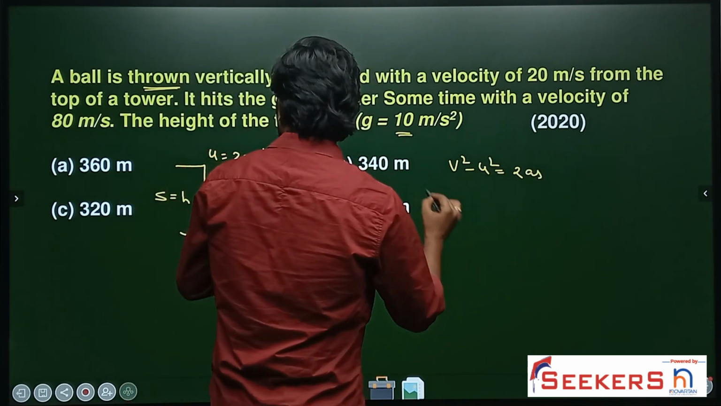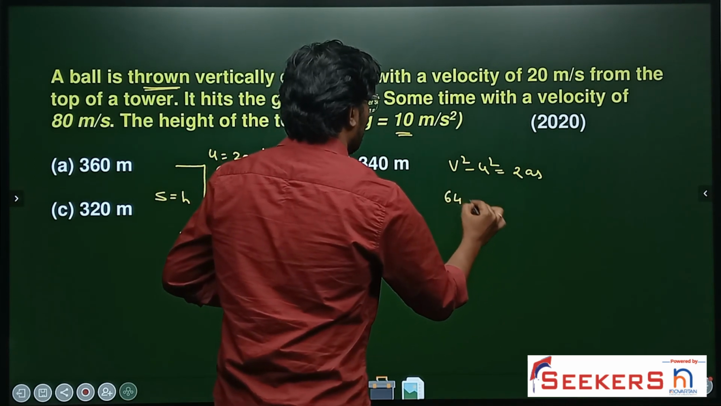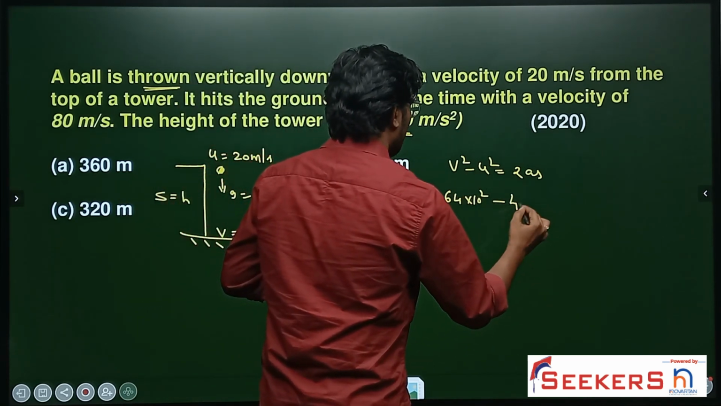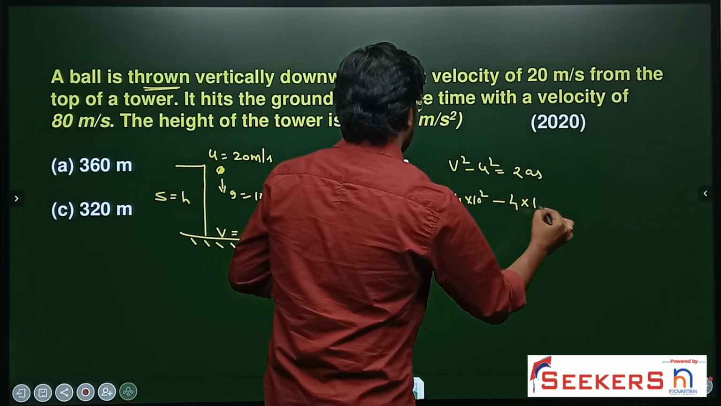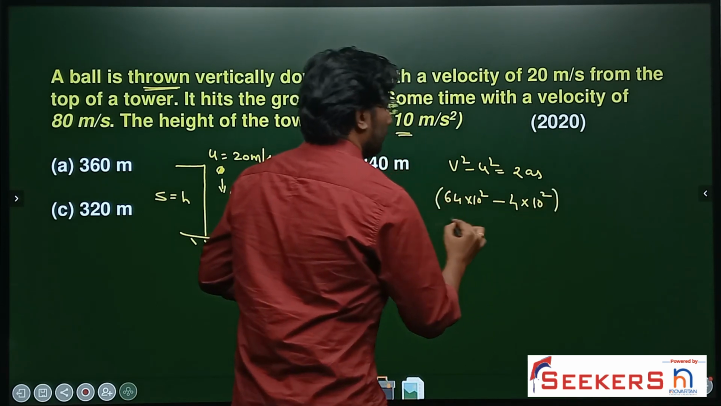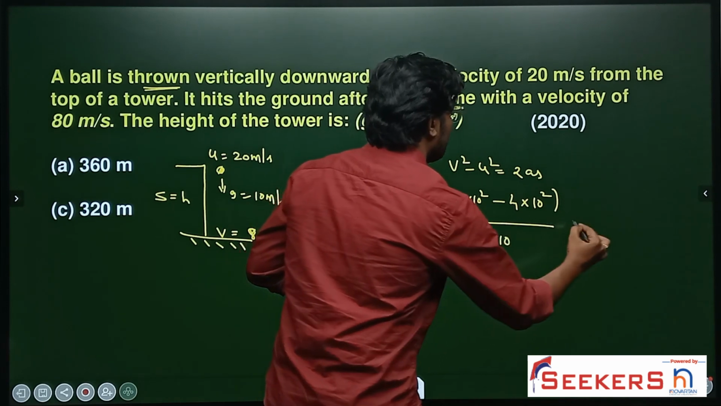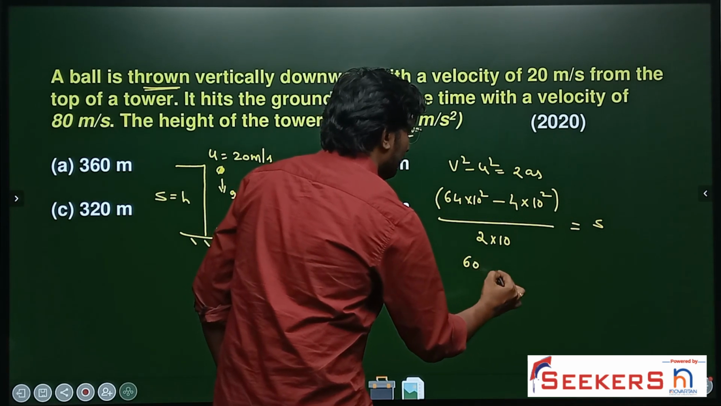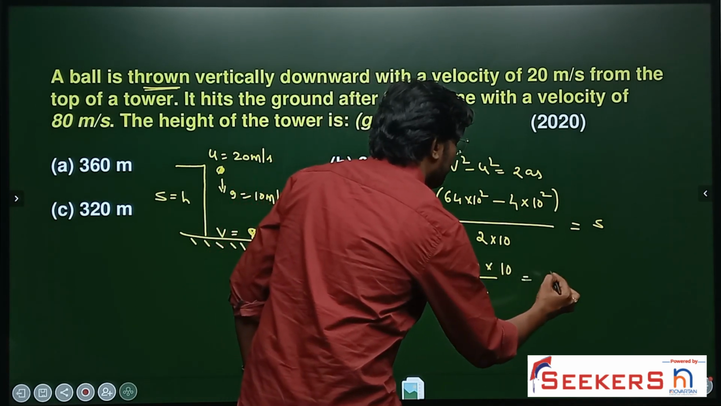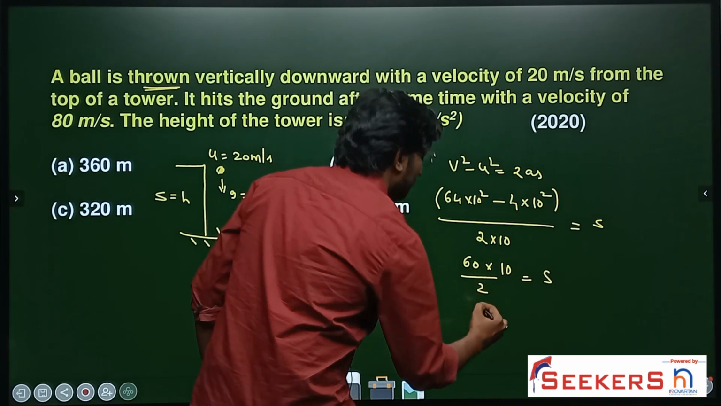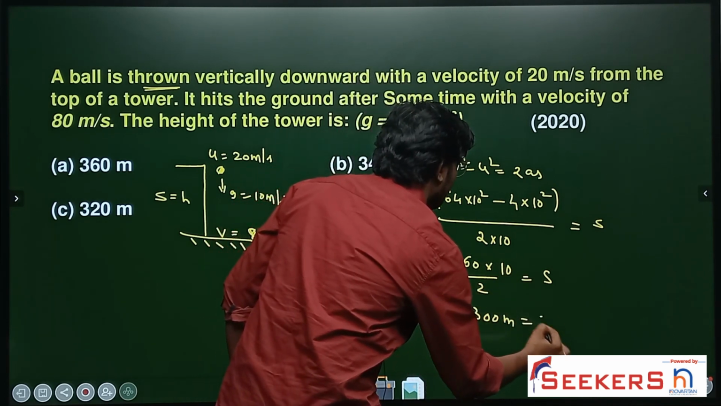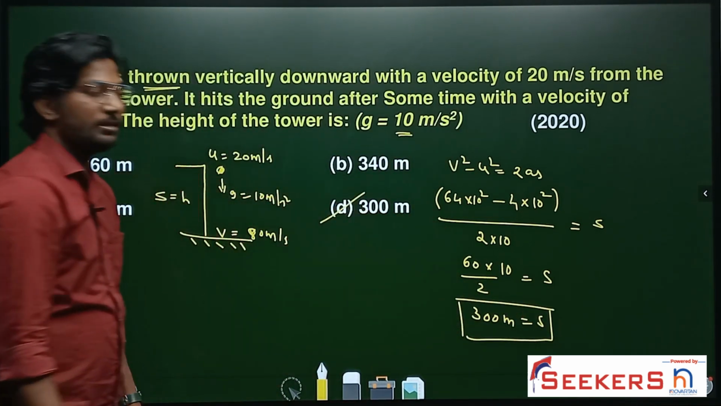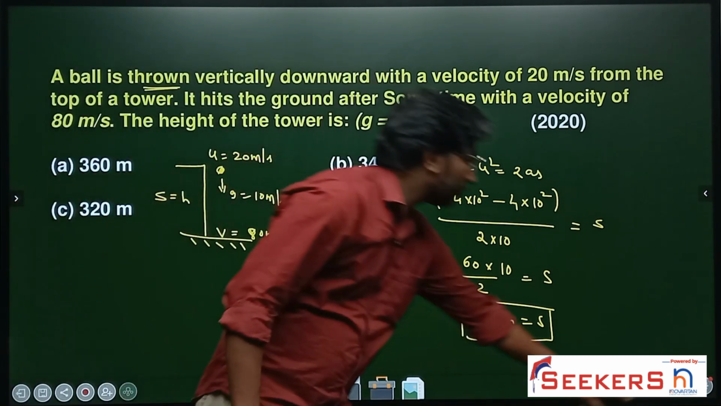So here it will be v square, that is 80, so that is 64 into 10 to the power 2, minus u square, that is 4 into 10 to the power 2, divided by 2 into 10, should be equal to s. So if you cancel the terms, this will be 60 into 10 divided by 2 is equal to s. So this will be 5 times, so in total it will be 300 meters is equal to s. And you have option D as the answer for it. Okay, we'll go for the next question.